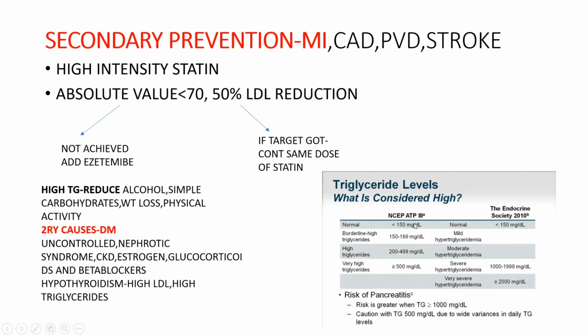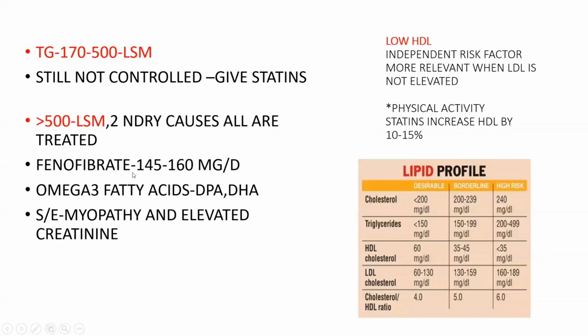Triglyceride normal is less than 150, borderline 150 to 199, high 200 to 499, very high more than 500. Triglyceride between 150 to 499, we will give lifestyle modification, and if still not controlled, we will give statins. More than 500, lifestyle modification, and we should treat the secondary causes. We will add fenofibrate 145 to 160 milligram per day and omega-3 fatty acids, EPA, DHA. Side effects of these drugs include myopathy and elevated creatinine.